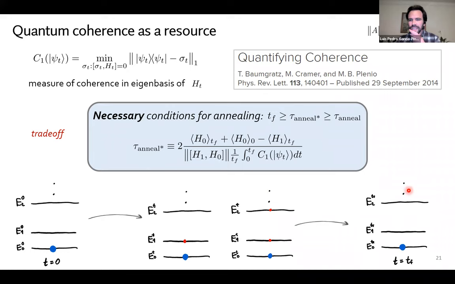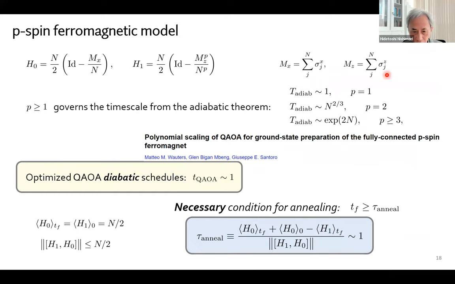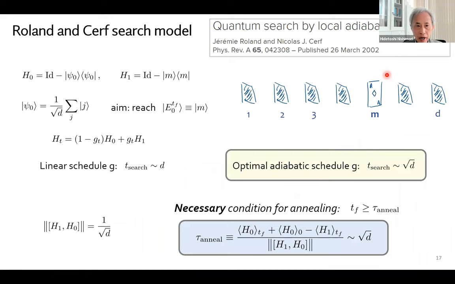Okay. Well, may I ask you another question? Can you show me the case of the P-spin model, the evaluation of tau anneal for the P-spin model? Yeah. In this case, the anneal time, tau anneal, becomes of order one because both the denominator and the numerator have the same order with respect to N. But in the case of the Roland Cerf problem, only the denominator determines the time scale. So which of the two, denominator or numerator, is important depends upon the problem. Yes, exactly. It's going to be very problem dependent.